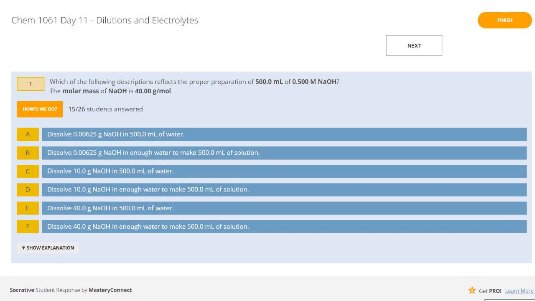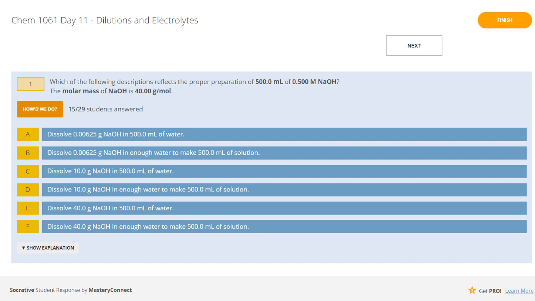Always when you come in, there should be a question waiting for you on the Socrative app, and that's a way for you to check your knowledge. This particular one reads, which of the following descriptions reflects the proper preparation of 500 milliliters of 0.500 molar sodium hydroxide? And to help you out and save a little time, you were given the molar mass of NaOH as being 40.00 grams per mole. So if anybody wants to check their answers, get yours locked in here, please.